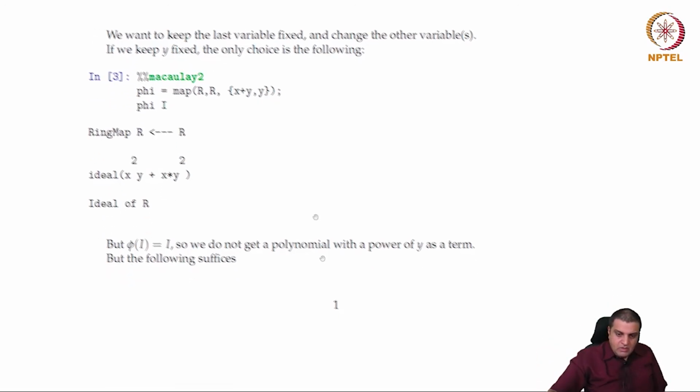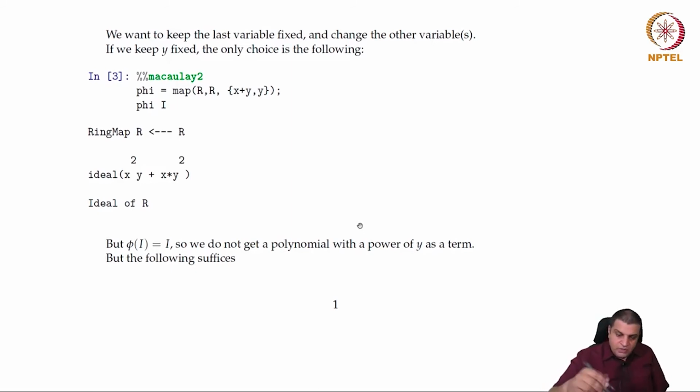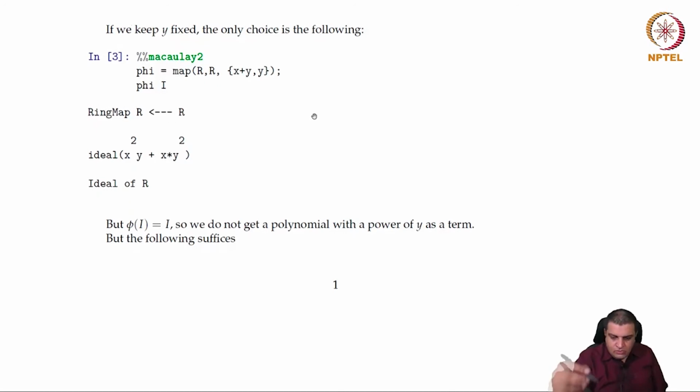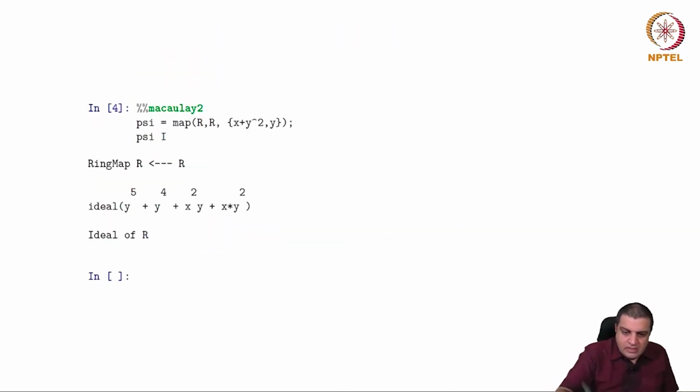Okay, but just the proof that we just saw, if instead of taking x goes to x plus y, you take x goes to x plus some power of y, it might work. Okay, and so let's check that. So here we change x goes to x plus y squared, and y is fixed. Call that psi, and psi of r is this, and here is a monic polynomial in y. Okay, so this is what this proof does. I mean, this proof says that this is always possible.